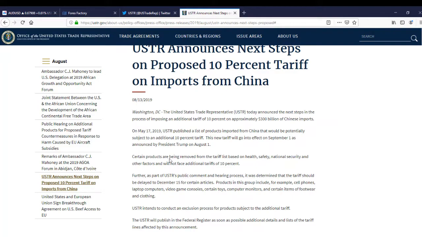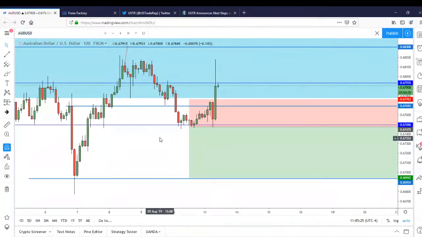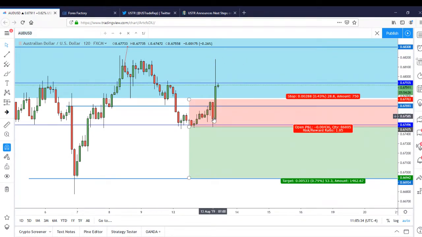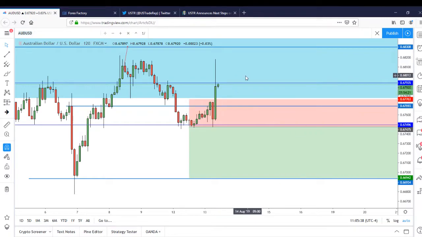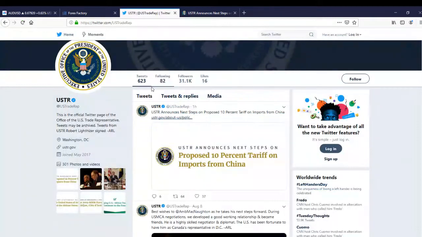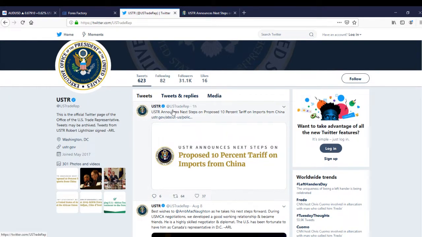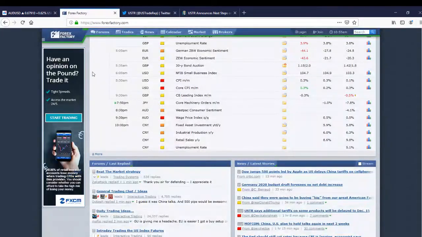So obviously this is great for the Chinese yuan, and so obviously the Aussie dollar, being the big trade partner of China, is going to benefit as well. So this is obviously a fundamental move. It's not priced in. It just happens when the news is released. Can't really predict this with technicals, but it is what it is. So for those that are on Twitter, make sure you follow the U.S. trade rep and have the notifications on, so you're notified about these trade advances, because they're not on Forex Factory.